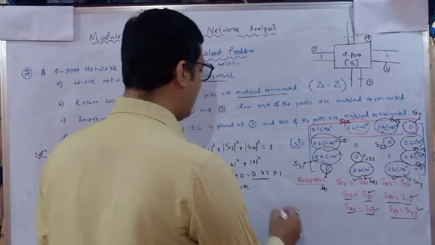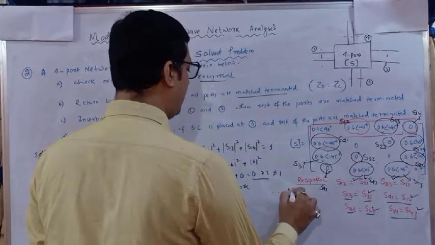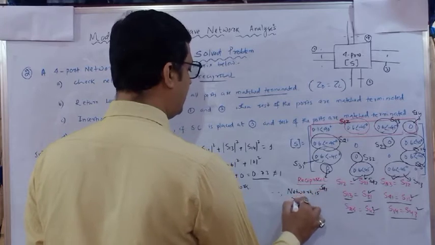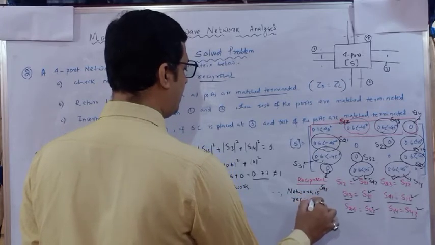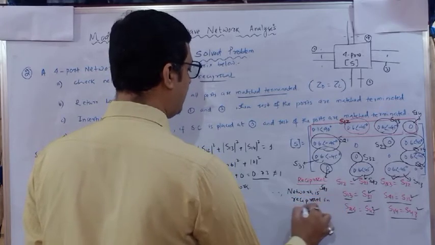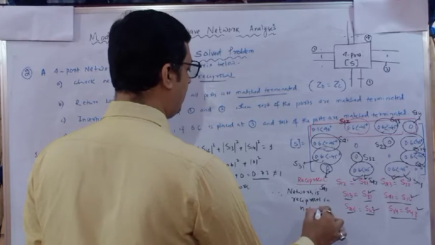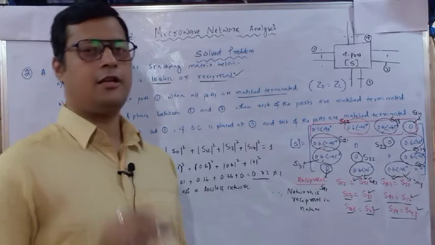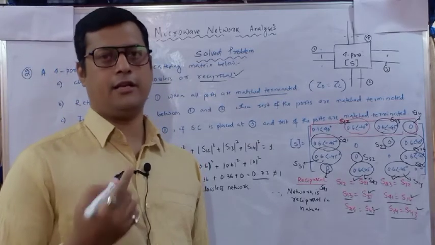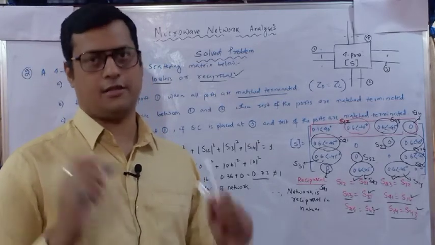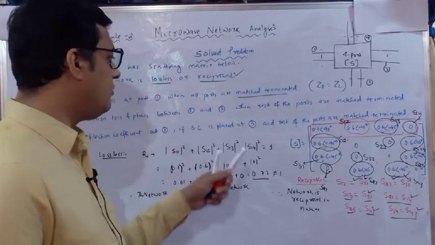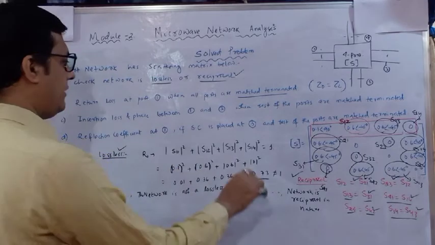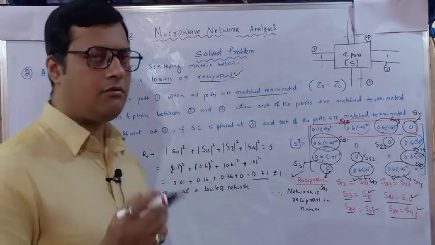So what will be our conclusion? Therefore, the network is reciprocal in nature. So what will be our conclusion for this statement? The conclusion is the network is reciprocal in nature but not a lossless one. Okay, so these are the two things we need to prove. One is lossless and one is reciprocal. So like this you have to analyze it.